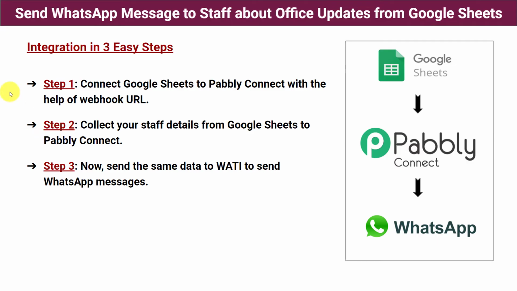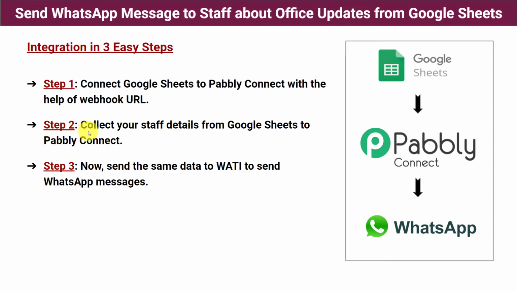So guys, these are the 3 easy steps by which you can also make this integration or connection between Google Sheets and WhatsApp and send Office updates to your employees. So the step 1 is connect Google Sheets to Pabbly Connect with the help of webhook URL. So first of all, we are going to open Pabbly Connect and connect our Google Sheet with Pabbly Connect.